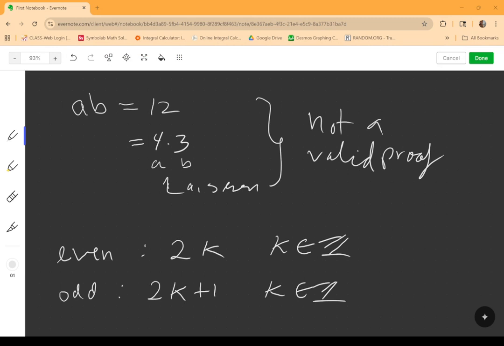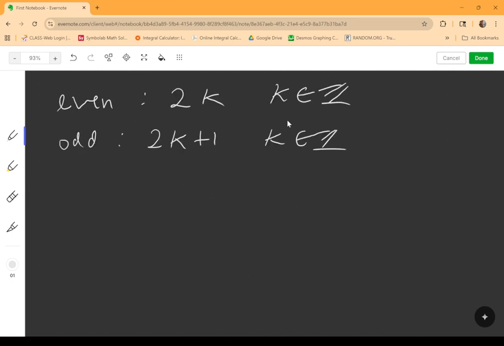Okay, so in a previous section, we said that if we have some statement where P implies Q, then Q implies P is not always guaranteed to be true, but what is always true is the contrapositive: not Q implies not P.